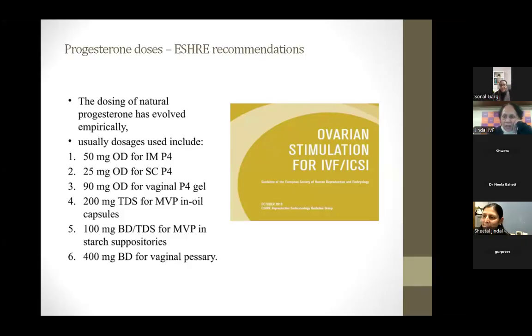I think it is very interesting that despite multiple trials, we still do not have any perfect protocol to be labeled as luteal phase support in IVF. So it itself tells us that LPS is as individualized as COH. Like as we individualize COH in patients, similarly we have to individualize luteal phase support.